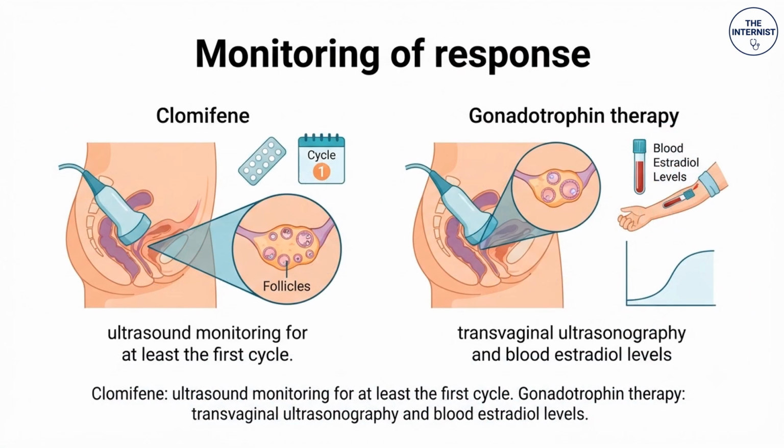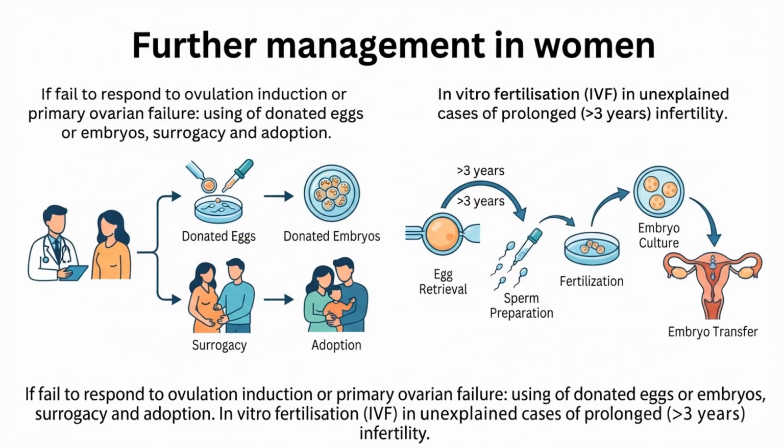Monitoring of response. For clomiphene, ultrasound monitoring for at least the first cycle is needed. During gonadotrophin therapy, monitoring by transvaginal ultrasonography and blood estradiol levels is mandatory. If patients fail to respond to ovulation induction or have primary ovarian failure, using of donated eggs or embryos, surrogacy, and adoption may be considered. In vitro fertilization may be used in unexplained cases of prolonged infertility.